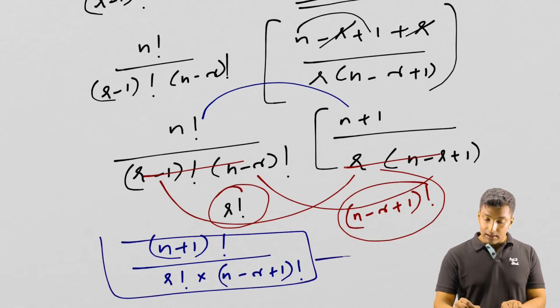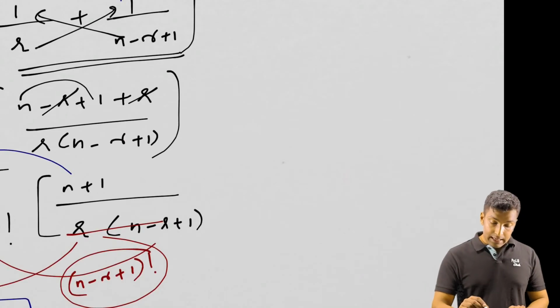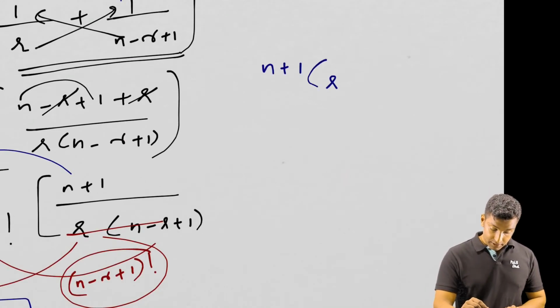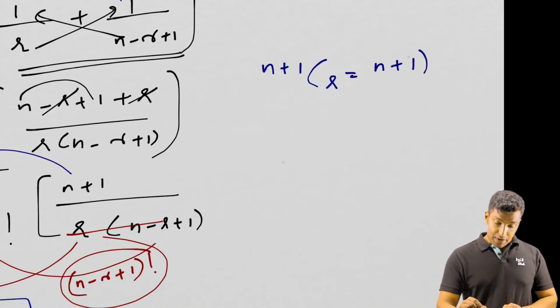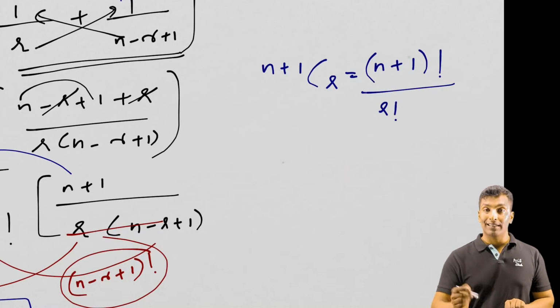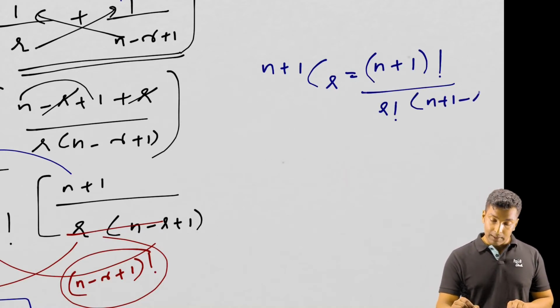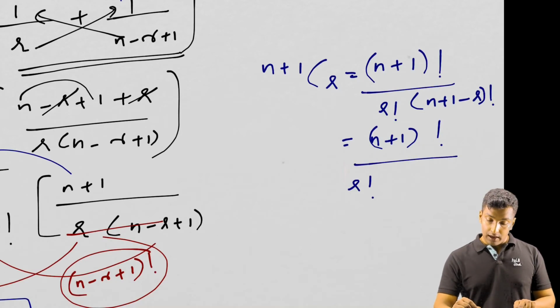Okay, mark it as 1. Now let's take your RHS. So what was our RHS? n+1 C r. Now how will you go for the deduction? You will write it as (n+1) factorial divided by r factorial into (n+1 minus r) factorial. So if you rearrange it, you will get it as (n+1) factorial divided by r factorial into (n minus r plus 1) factorial.